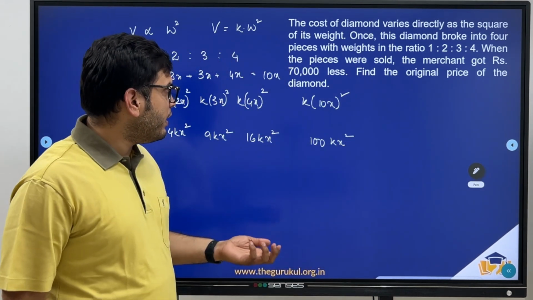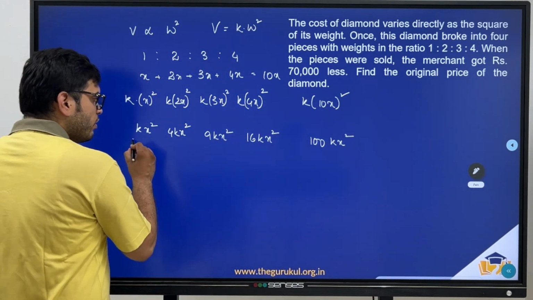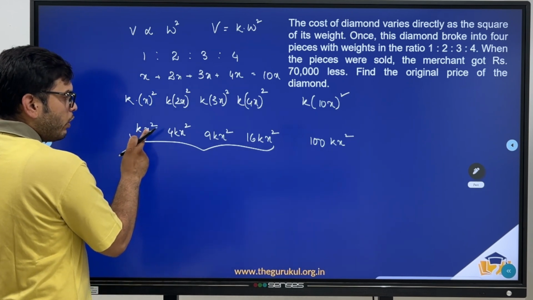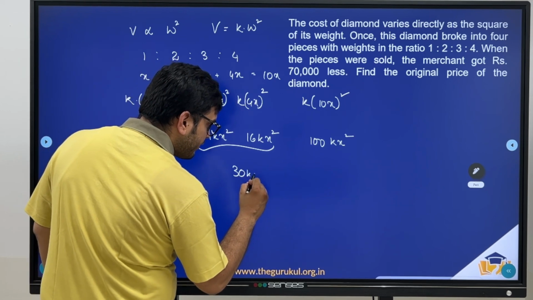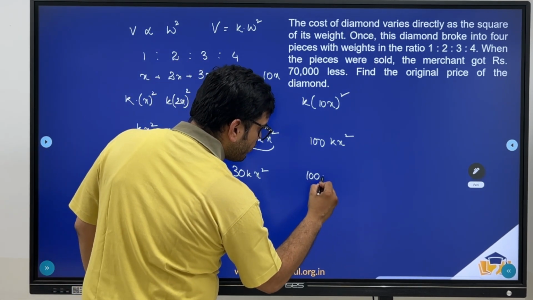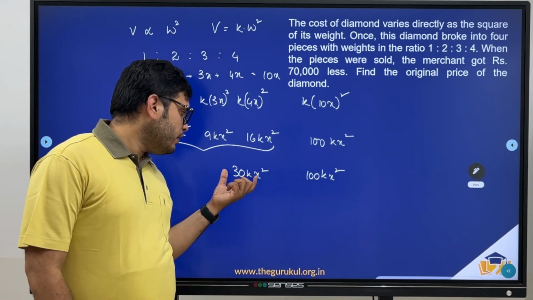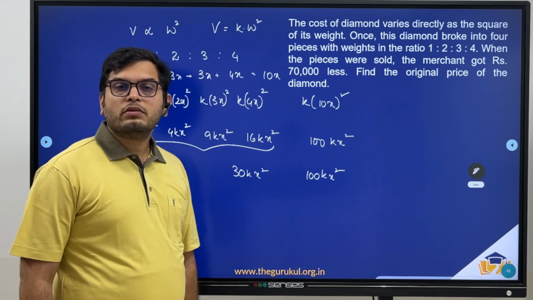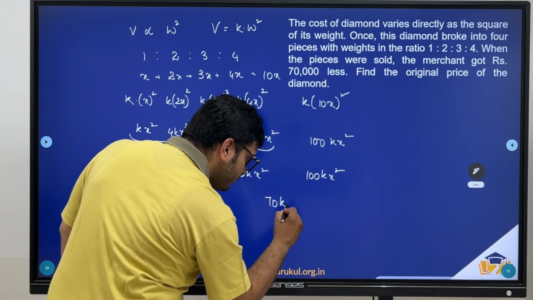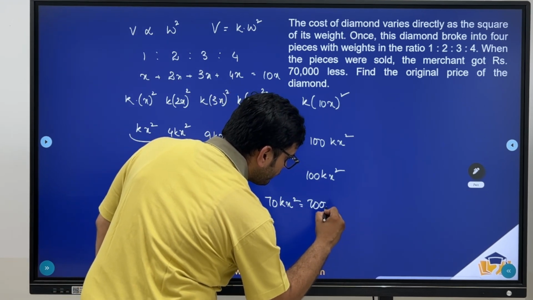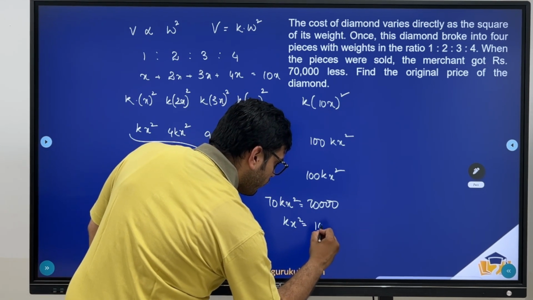Now because of this breakage, the merchant got rupees 70,000 less. So what is the sum of all these 4 prices? 1 plus 4, 5, 5 plus 9, 14, 14 plus 16, 30 kx square. So initial price was 100 kx square. Now by selling all the 4 pieces at 30 kx square, he lost 70,000. So can I say the difference between these two, which is nothing but 70 kx square, is equal to 70,000, or kx square is equal to 1000.